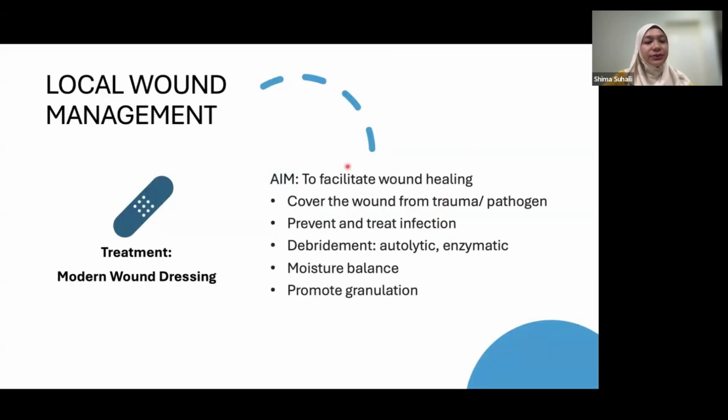Okay, so the next step is that we have to choose what modern dressing we can use for this patient. The aim of the dressing is to facilitate wound healing. The dressing will cover the wound from trauma and pathogens. It also will prevent and treat infection. Some dressings can promote ongoing debridement, like autolytic or enzymatic. They are also important for moisture balance and lastly to promote granulation.